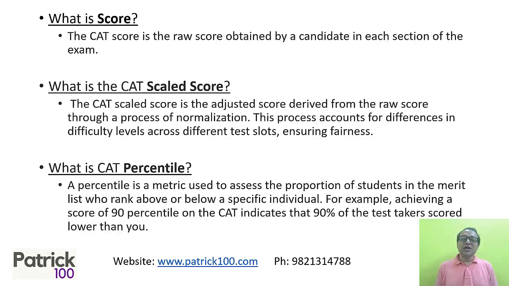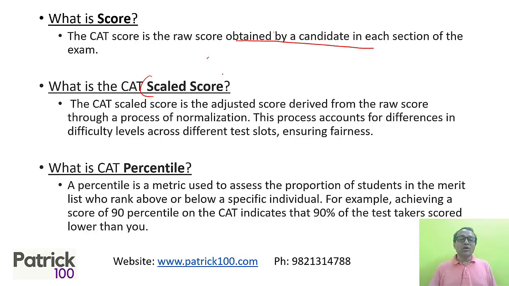Raw score is when you go to write the examination, the score that a candidate obtains is the raw score. So you get a raw score for maths, you get a raw score for DLR, you get a raw score for verbal. So these are raw scores that you get, and you can maybe add it up to get an overall raw score. Now for each section, they try to find a scale score.